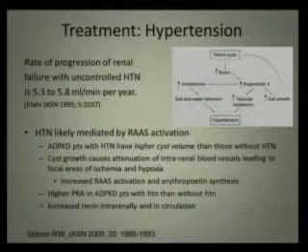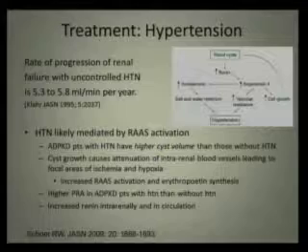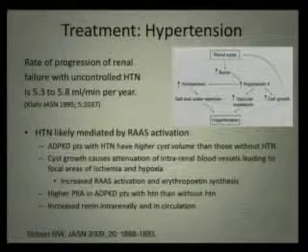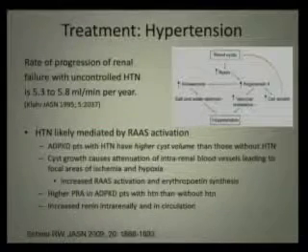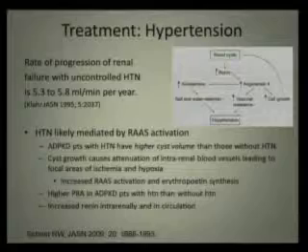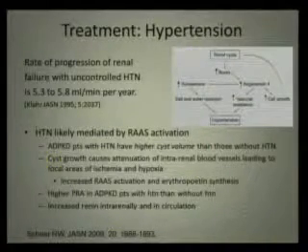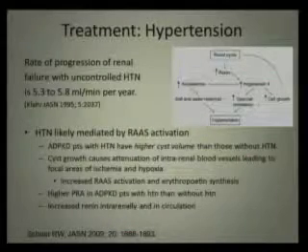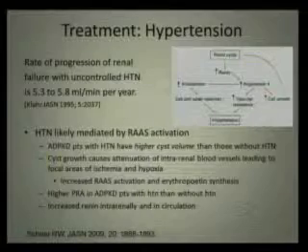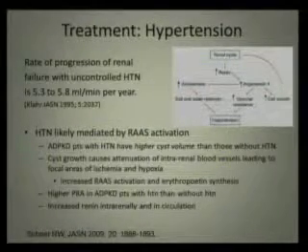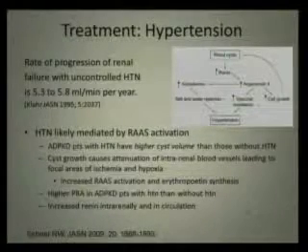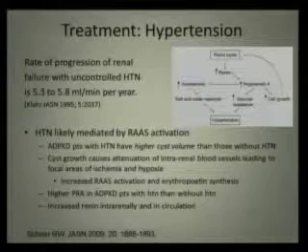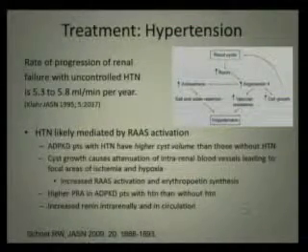So you want to also treat the hypertension. So the rate of progression of renal failure with uncontrolled hypertension is pretty high. So you need to control that. And blood pressure in ADPKD is likely mediated by the renin-angiotensin-aldosterone axis. So ADPKD patients with hypertension have a higher cyst volume than those without hypertension. And also the thinking is that the growth of the cysts within the kidney actually attenuates the blood vessels within the kidney, and it leads to areas of ischemia and decreased blood supply, and that will cause an increased secretion of renin and angiotensin II and aldosterone. And so studies have shown that the plasma renin activity is actually higher in the ADPKD patients with hypertension than without.